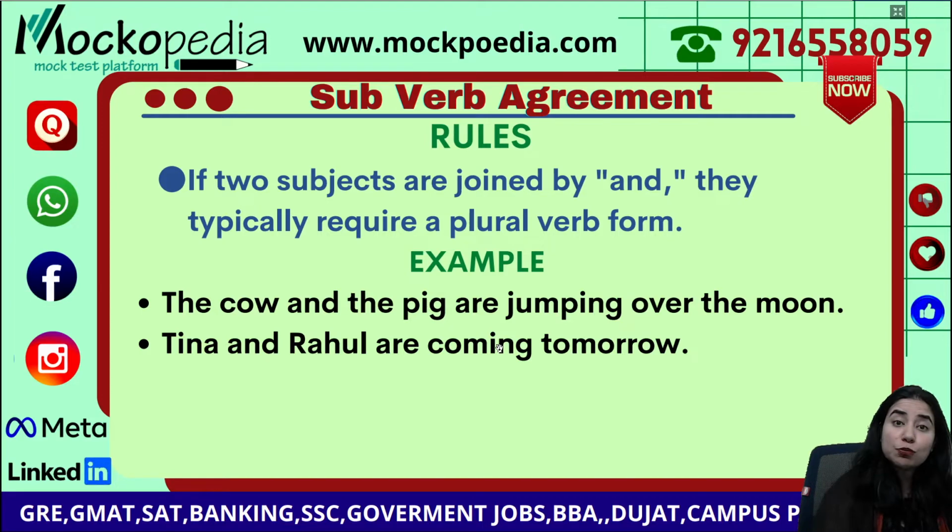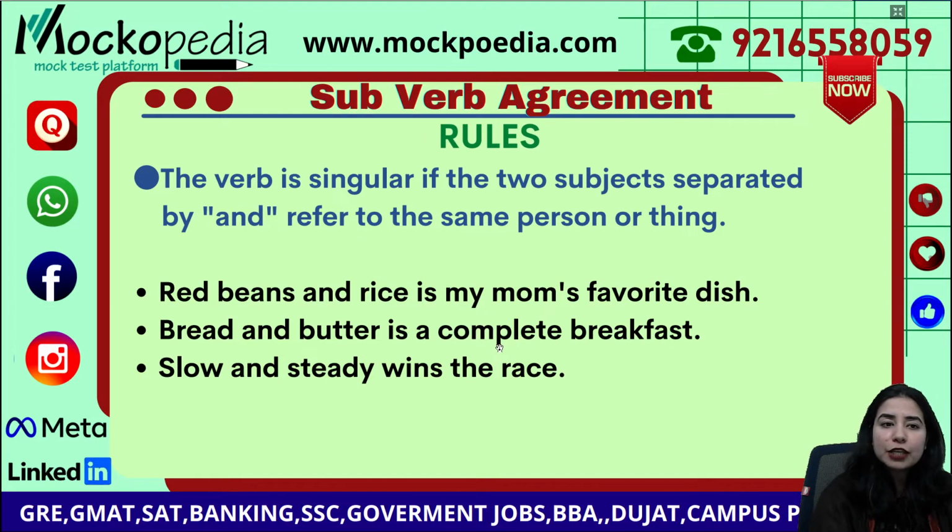Right? So let's move ahead to the next rule. The next rule says that whenever we are combining two entities, please be careful. Whenever we are combining two entities by using "and," but the idea conveyed is one, then you use a singular verb. This is slightly confusing. Now let's learn some examples.